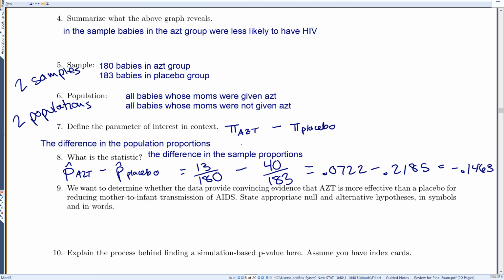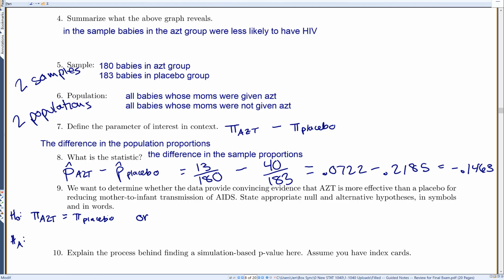So we want to determine whether the data provide convincing evidence that AZT is more effective than a placebo for reducing mother-to-infant transmission of AIDS. State the appropriate null and alternative hypotheses in symbols and in words. Let's practice doing symbols first. So the null hypothesis would be that my population proportions are equal. So the population proportion for AZT equals the population proportion for the placebo.